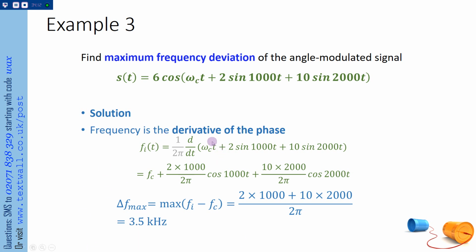You need to subtract the carrier frequency, Fc, or omega c divided by 2 pi. Why do I subtract that? Because I'm trying to find the frequency deviation. Remember we said it's how far it deviates from the carrier frequency. So you subtract the carrier frequency. That's how you find the deviation. So if you subtract this Fc term, you end up with 2,000 over 2 pi plus 20,000 over 2 pi. In this case, it's 3.5 kilohertz.